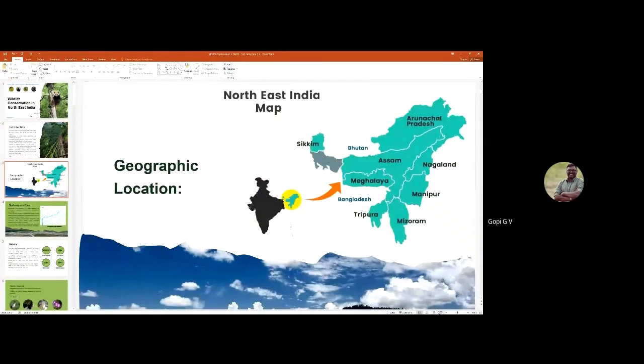This entire Northeast landscape, comprising all eight states and parts of North Bengal, has experienced in the past several kinds of habitat modification, land use and land cover change, and habitat destruction. There have been ethnic conflicts, which have shaped the biodiversity and wildlife in this region. We all know about the extensive tea plantations in the state of Assam.